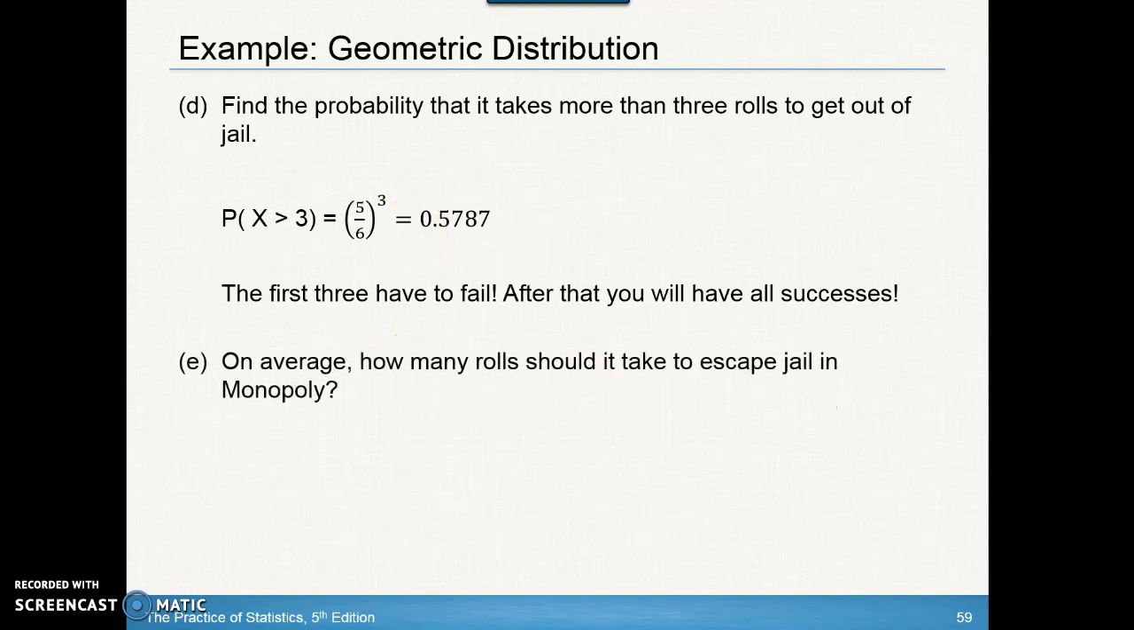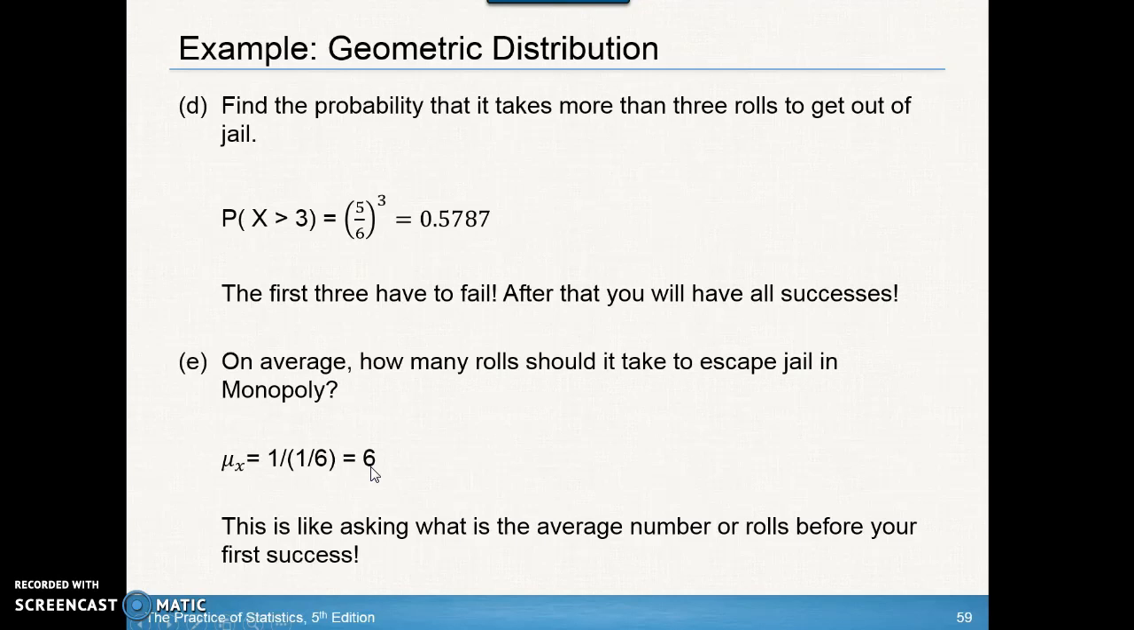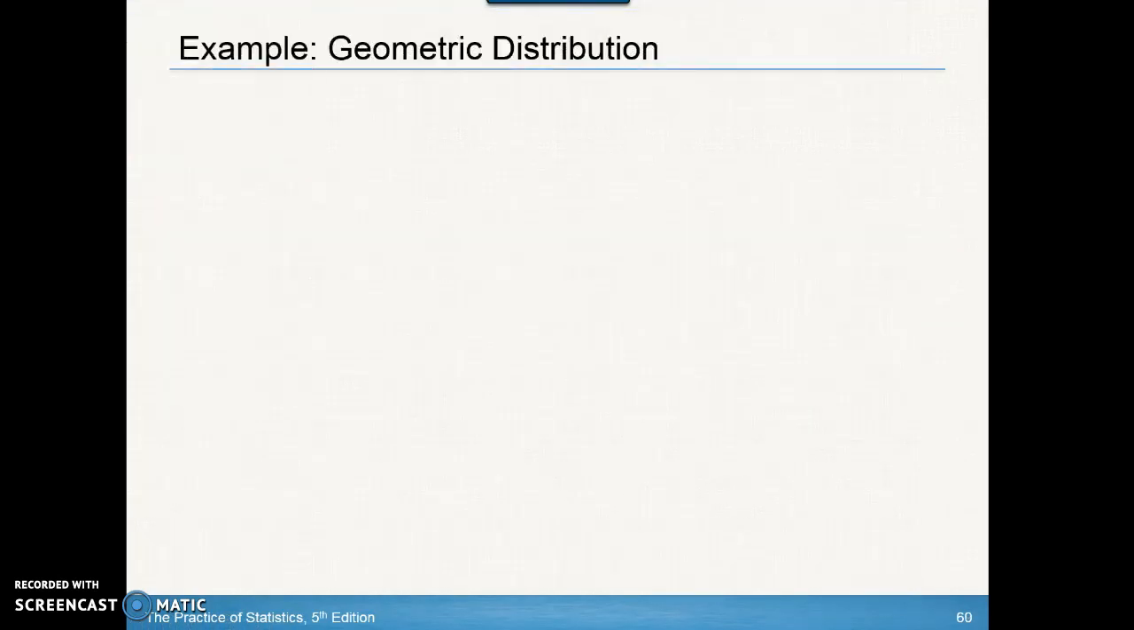On average, how many rolls should it take you to escape jail? You should hopefully recognize that that is your expected value question. So our expected value, show your work for that, is 1 over the probability of success, which in this case is 1/6. So 1 over 1/6 equals 6. And you can use your calculator to answer that question, no problem. Just make sure you show your plugins.